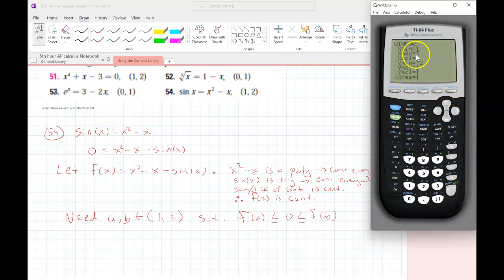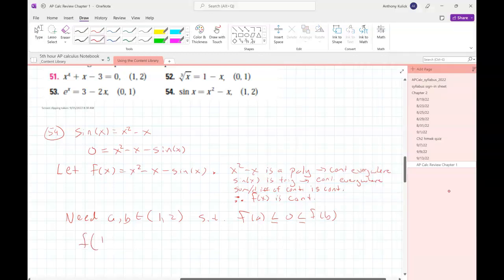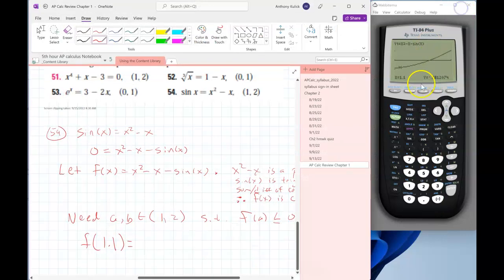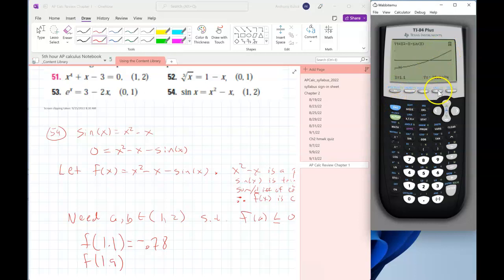No, I did my window from 1 to 2 because my interval was from 1 to 2. And then I adjusted the heights to be -2 to +2 when I saw the picture I was getting. So if I do second and trace value, looks like 1.1 should be good. So I'd say that f of 1.1 is equal to whatever that was, -0.78. And then f of 1.9, somewhere over here, should be good.